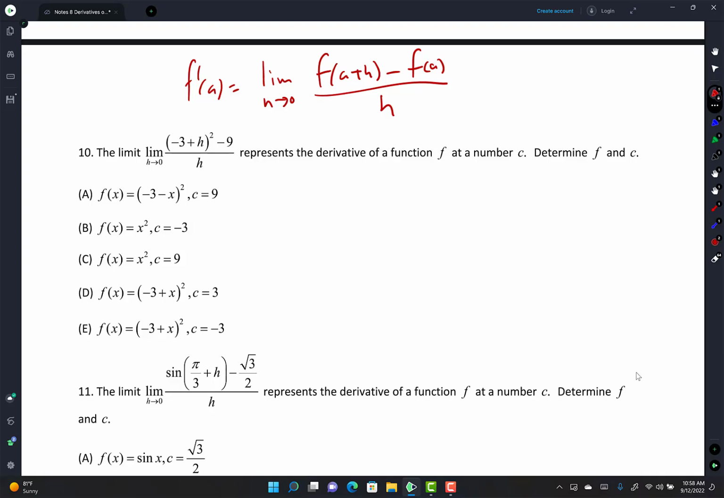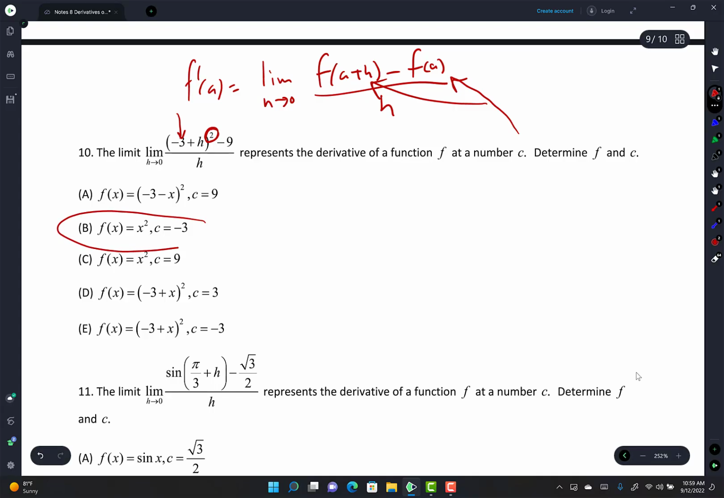Seniors, what do you guys think it is? Which one? You said B? Let me give you a hint, guys. f of a plus h minus f of a. So it looks like it's obvious that a has to be -3. Notice there's a square on there. Is -3 squared 9? So it has to be B.